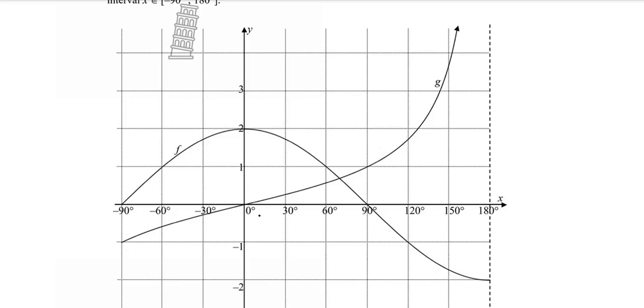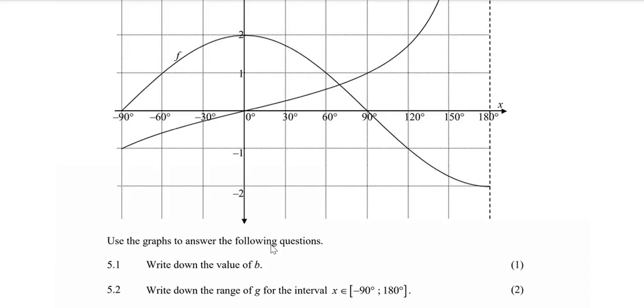So what do we require? They say use the graph to answer the following questions. Trig functions are very simple, and many students don't manage to answer them. They leave a blank space during examination. So please, since today you are with me here, I want to show you something. They say write down the value of b. Do you get me?